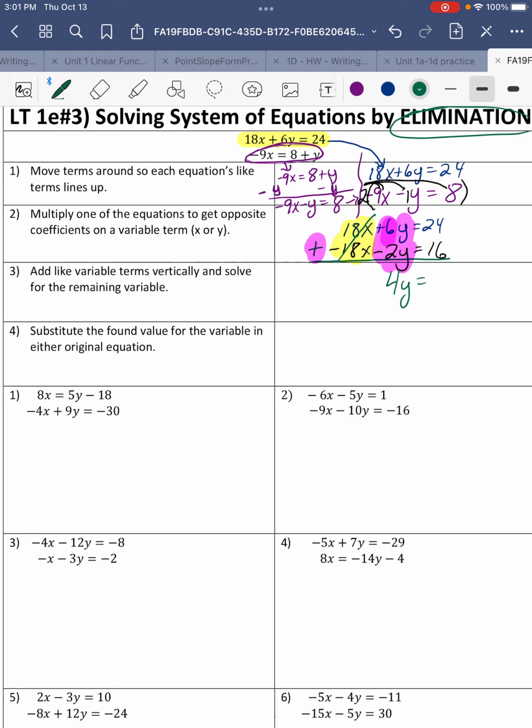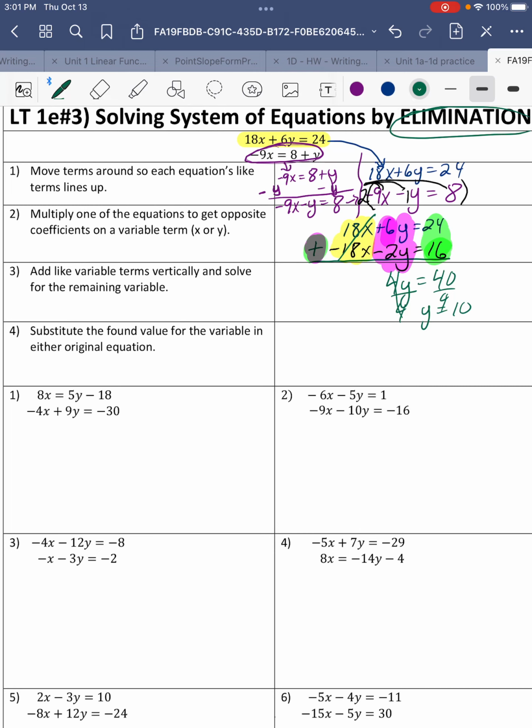And now we have the last part: 24 plus 16 is 40. And look, now we're down to a one-step equation. We divide by 4, and you get y equals 10.